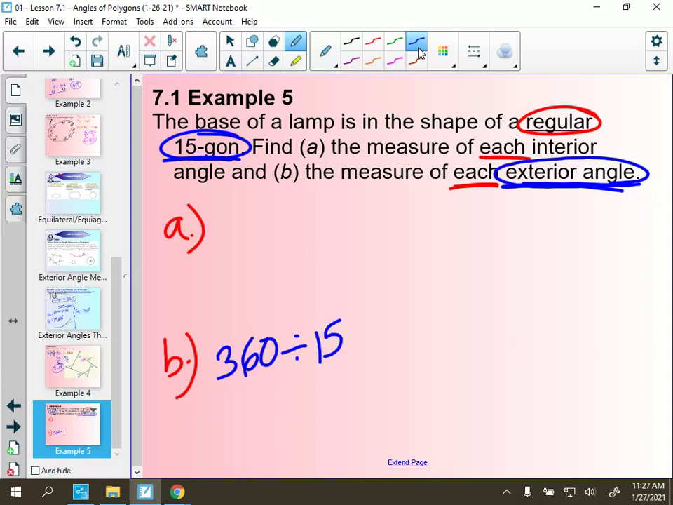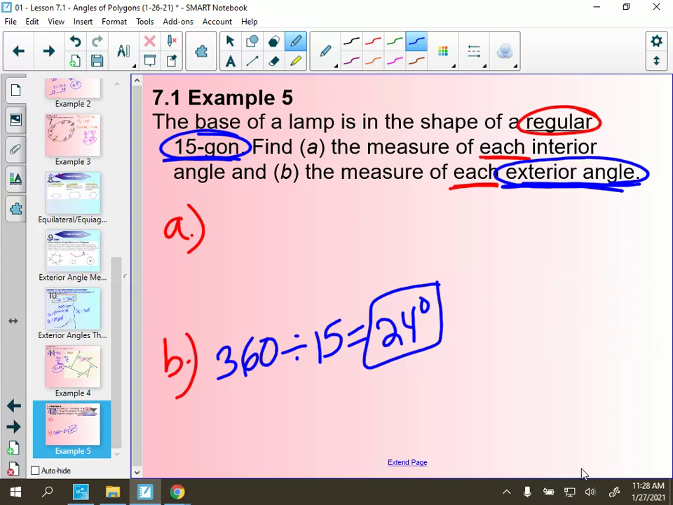If I take 360 and divide it by 15, which I still have to use my calculator. I just don't want to screw this up for the note purposes. 360 divided by 15 is 24. That's it. Like each one of my exterior angles is exactly 24 degrees. Why? Again, it's regular, so they all have to be the same. That's why I can do this here on this one.